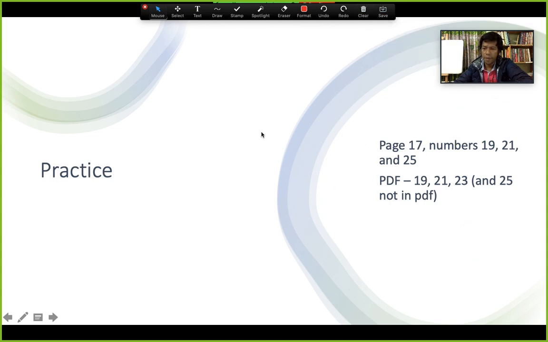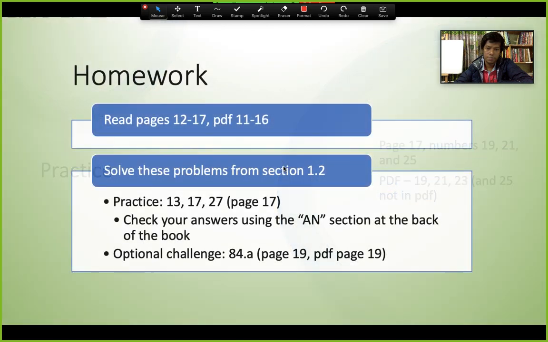These are more practice problems from similar questions. There are two things written here. One is the page number: practice problems in general, page 17, numbers 19, 21, and 25. This is the PDF, meaning the book that I shared in Google Classroom, and this is the printed book. If you have the printout, then use this number, and PDF means the book that I shared in the Google Classroom.